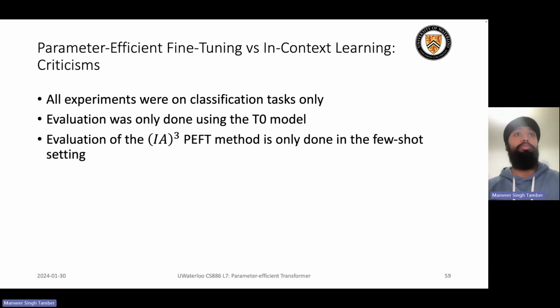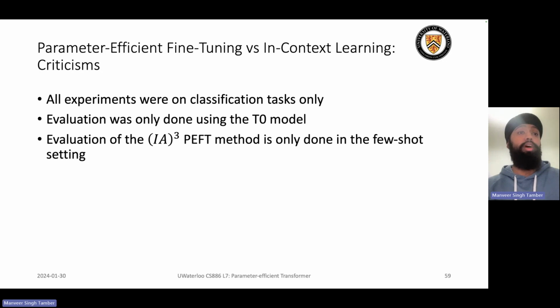Now, there's some criticism of this work that I wanted to share. One is that the experiments were on classification tasks only. Optimally, I'd like to see experiments done on other tasks, for example, generative question answering. Another criticism is that the evaluation was only done using the T0 model. Optimally, as a parameter-efficient fine-tuning method, it should be evaluated on other models as well. The T0 model is an encoder-decoder model. Maybe some experiments should be done with encoder-only models like the BERT family of models, or decoder-only models like a lot of the open LLMs that we're seeing today, like Llama or Mistral.